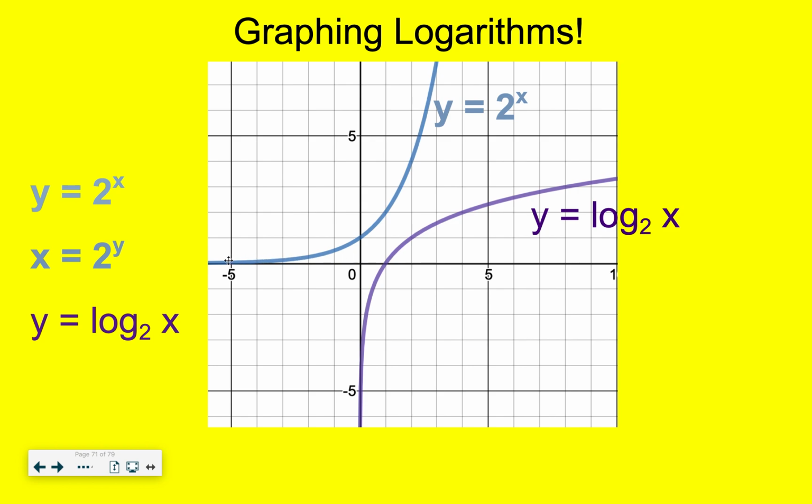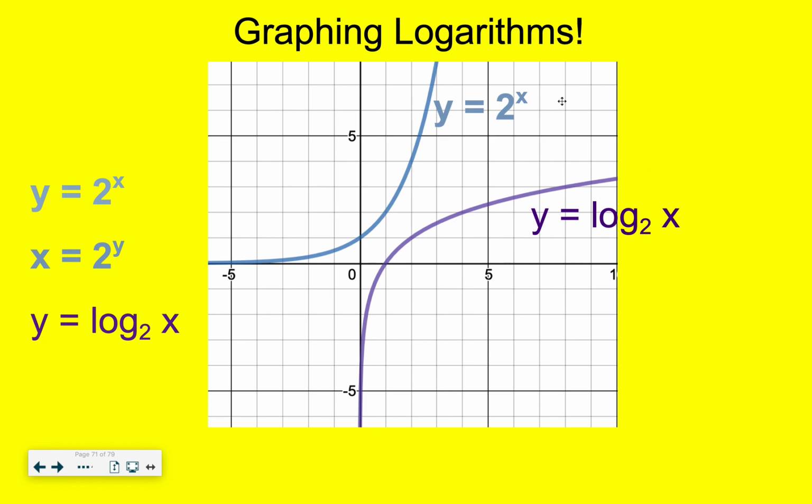If I also bring in your inverse properties, so if I take this blue exponential function over here and switch x and y to find the inverse, now to solve for y, you know you need to use logs because it's an exponent. So I would do log base 2, swing it around, log base 2 of x equals y. And now you can see in purple, this is the graph of the log function.